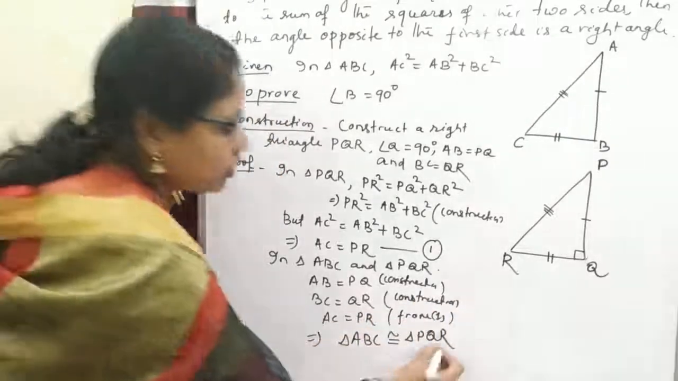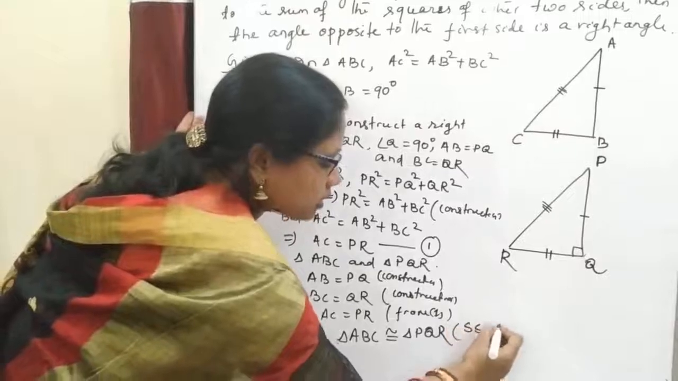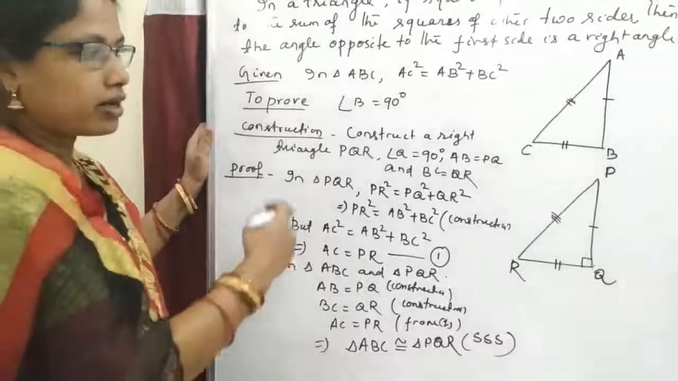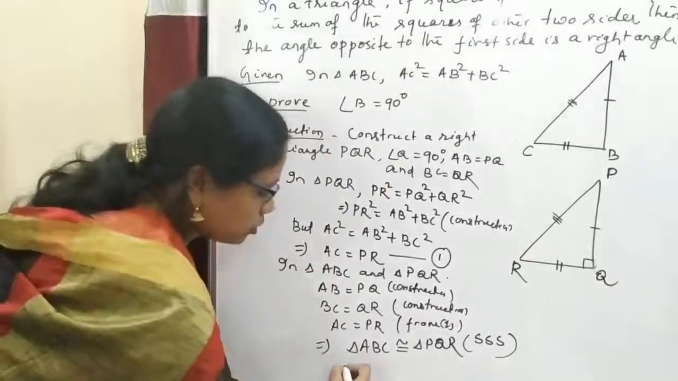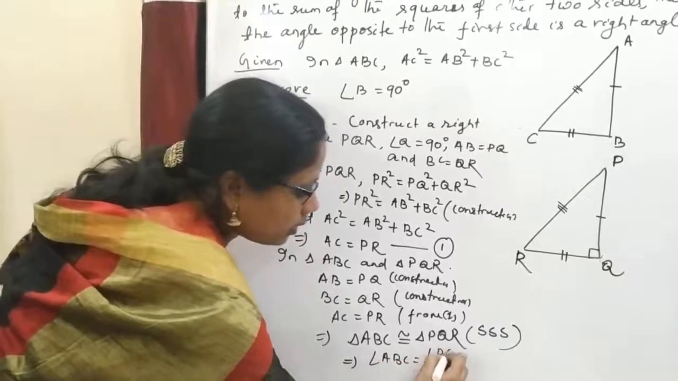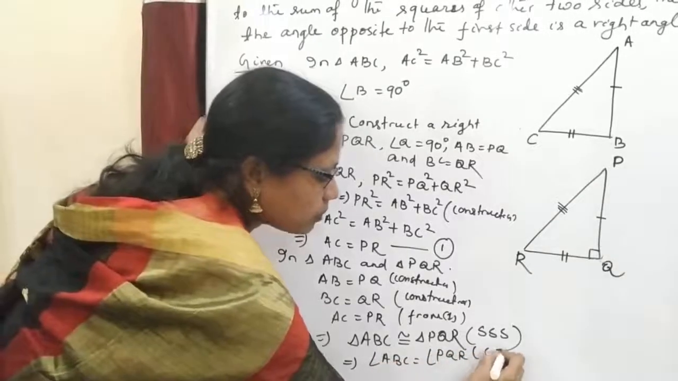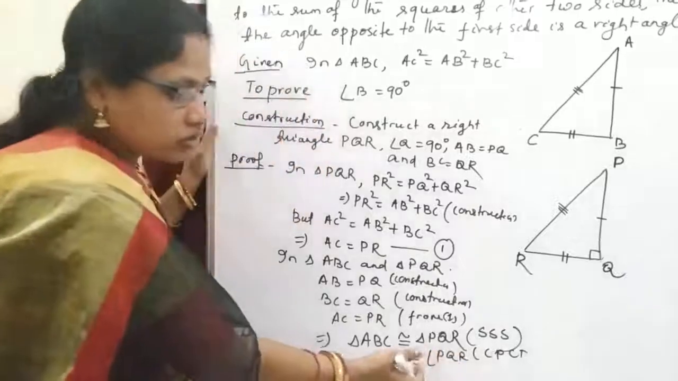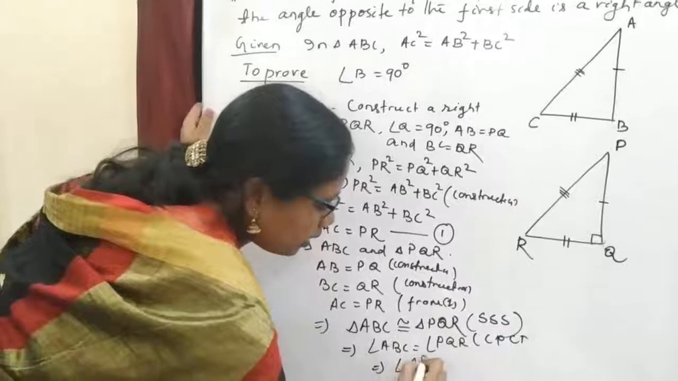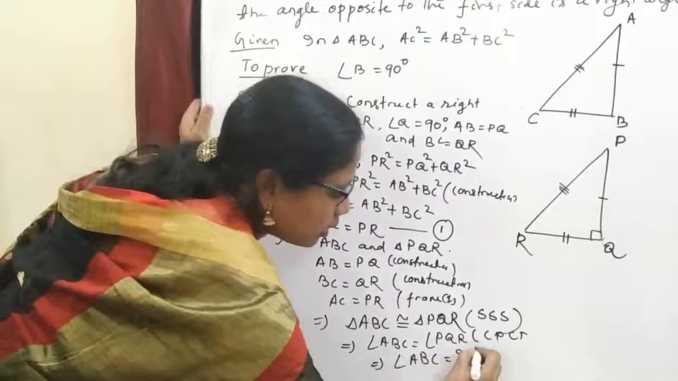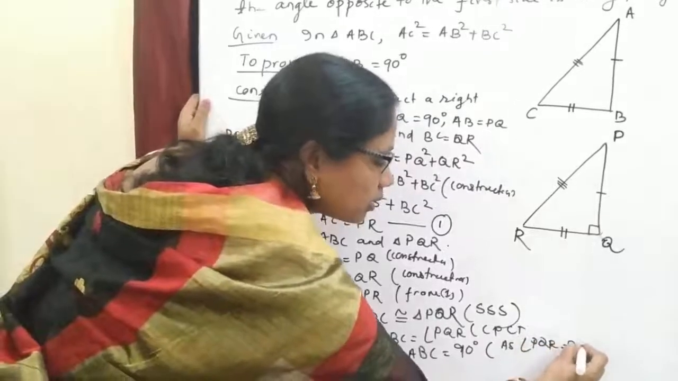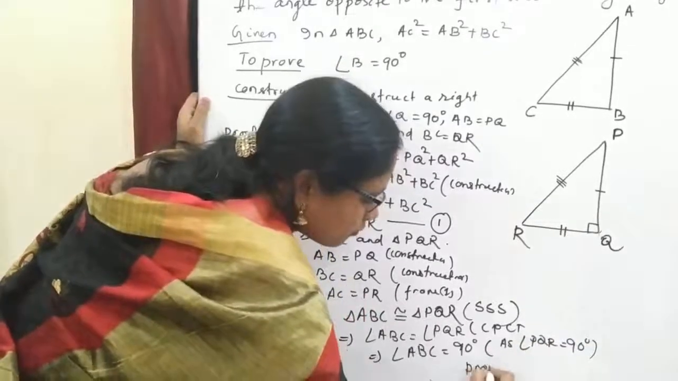By which condition? This is the SSS congruence condition. So if two triangles are congruent, then their corresponding parts are equal. So this implies angle ABC is equal to angle PQR by CPCT. We have constructed angle PQR as 90 degrees. So this implies angle ABC is 90 degrees as angle PQR is 90 degrees. So this is proved.